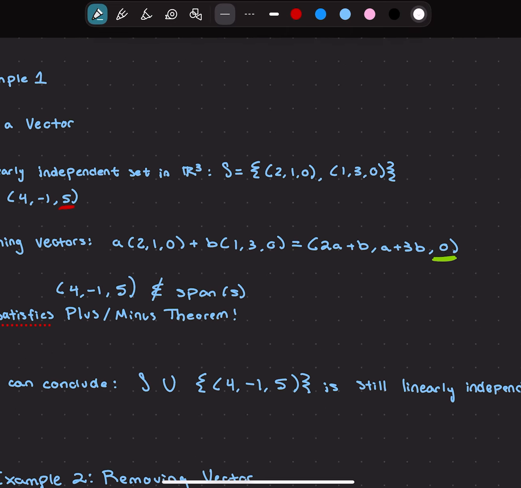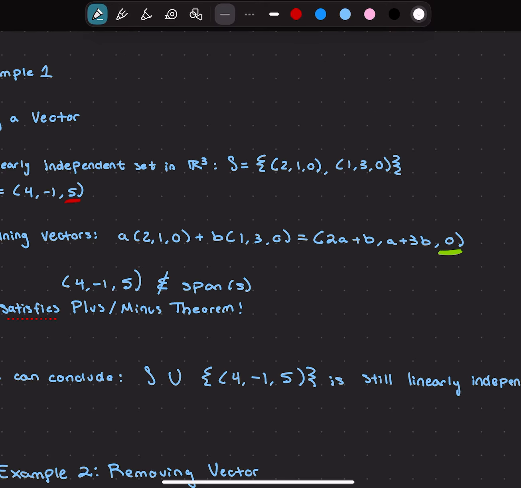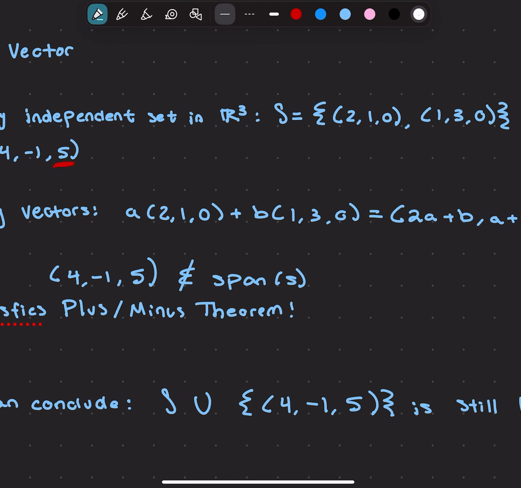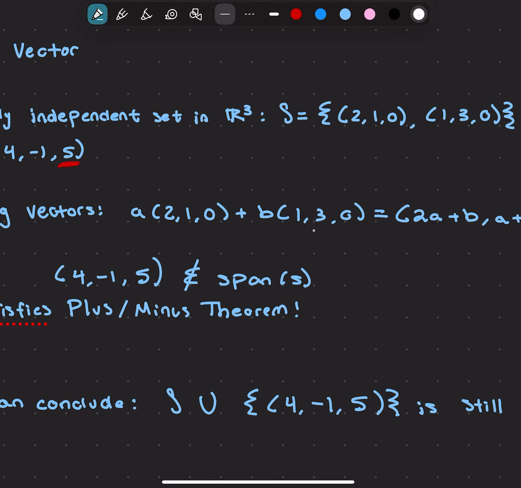So let's go through these examples. In this first example, we're going to add a vector. Let's say we are given a linearly independent set in R3. S equals 2, 1, 0, and 1, 3, 0. And we want to add a new vector, 4, negative 1, and 5. Combining vectors in S, we get A times 2, 1, 0 plus B times 1, 3, 0. And that gives us 2A plus B, A plus 3B, and 0.